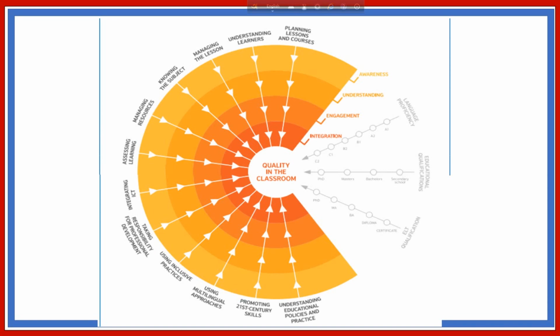and practices. So these 12 areas are very much important to develop our career, and by this we can ensure the quality of the classroom, quality learning and teaching also. So by this integration and engagement and understanding, awareness, language proficiency, educational qualification and ELT qualification. Okay, and these are the 12 areas that are very much needed for our professional development.